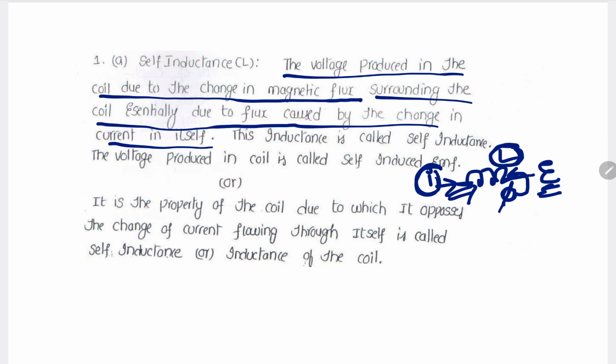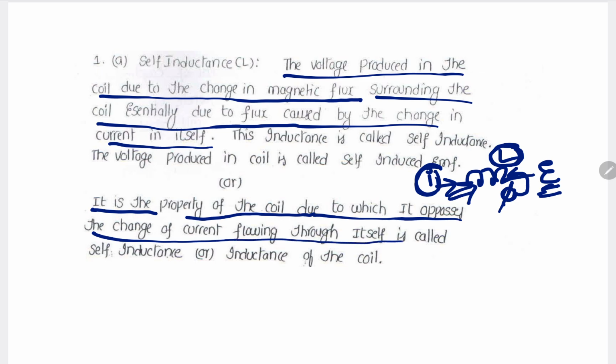This is known as self-inductance. Or we can also define it as a property of the coil due to which it opposes the change of current flowing through itself, called self-inductance or inductance of the coil. So we denote it with L.